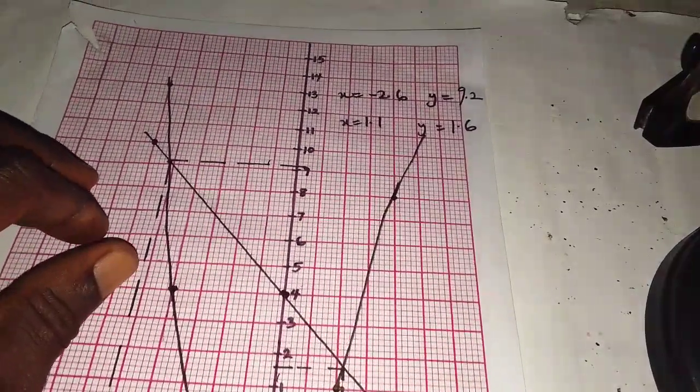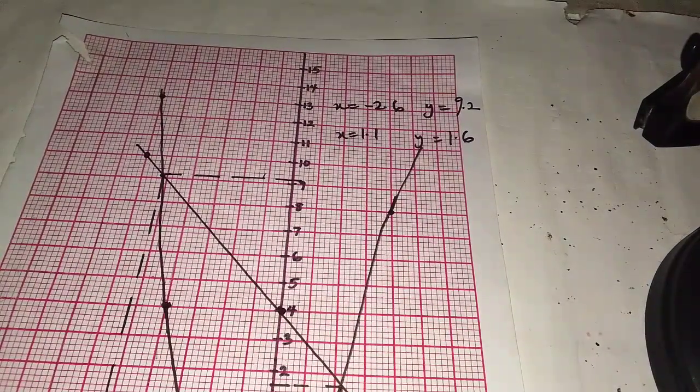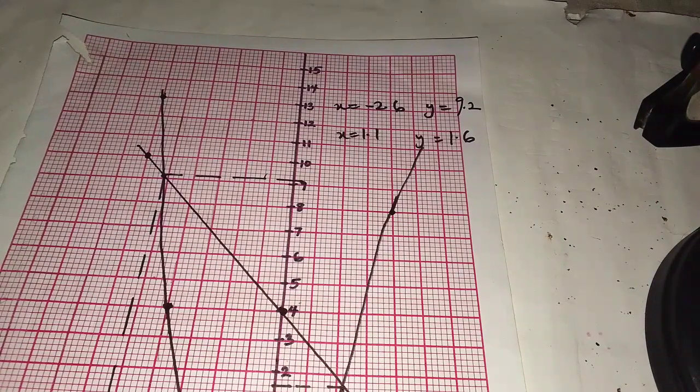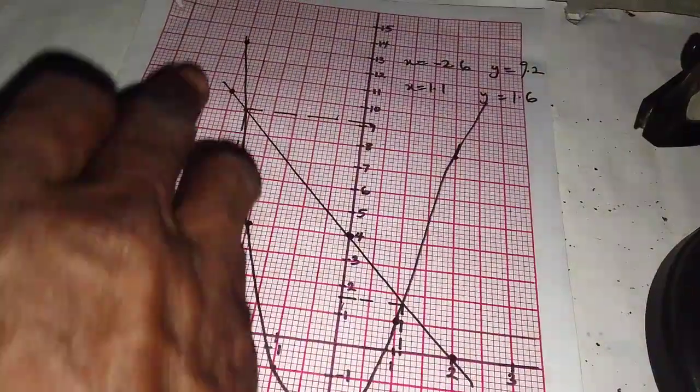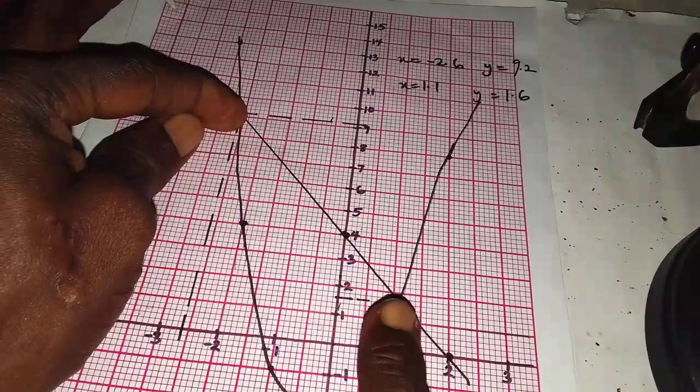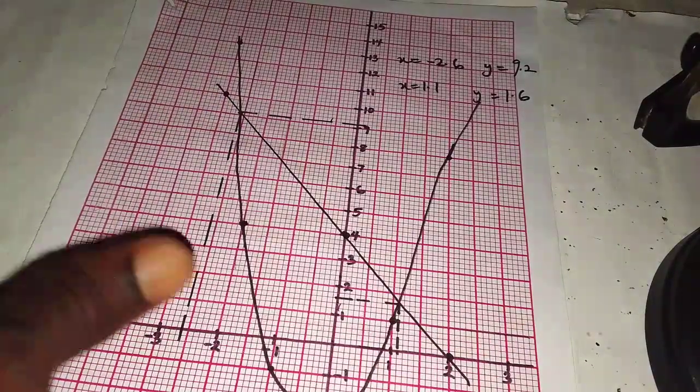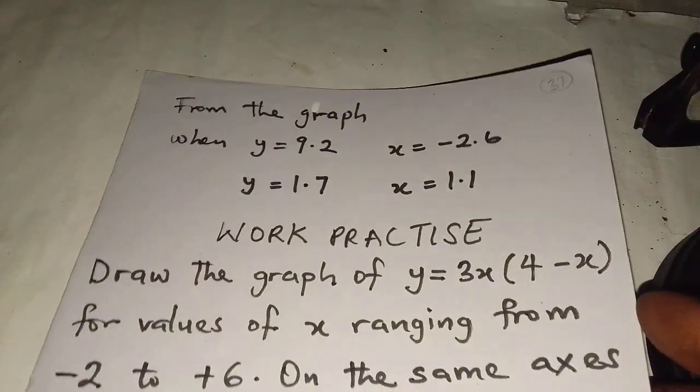So also, if you use the substitution method, you realize you will get almost the same answer. So this is how to solve simultaneous equations, one linear, one quadratic, using the graphical method. When you draw the two graphs, the quadratic graph and the linear graph, the point of intersection of the two graphs is the solution you are looking for.